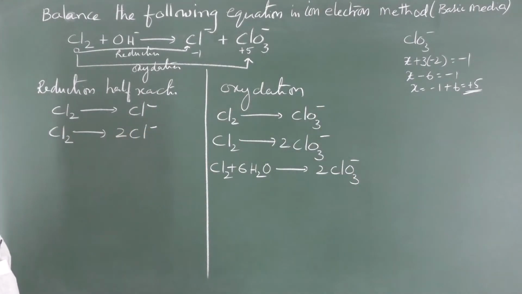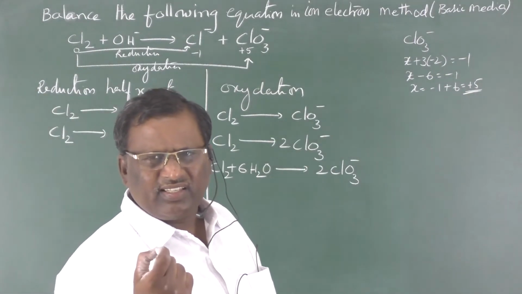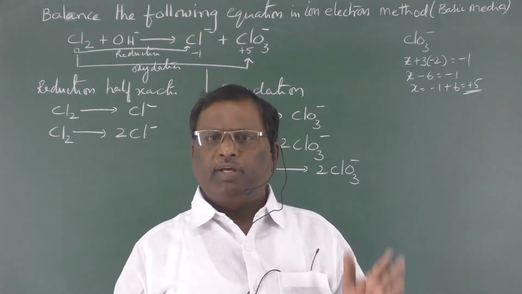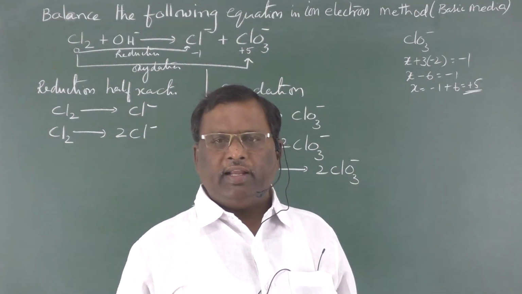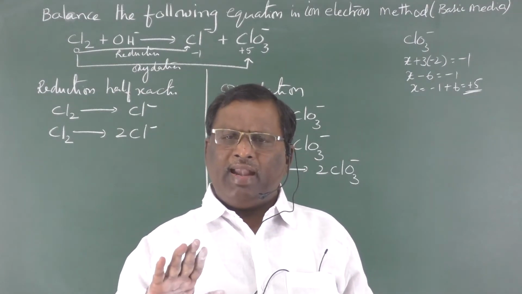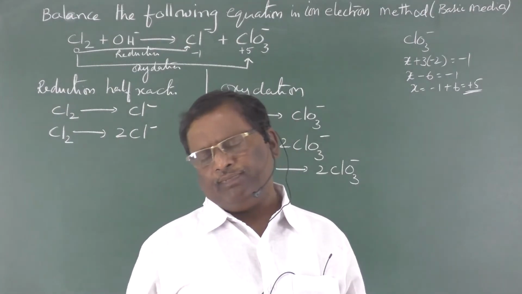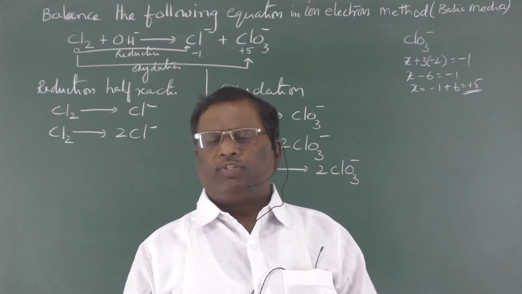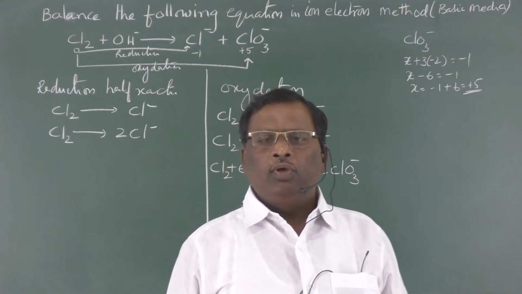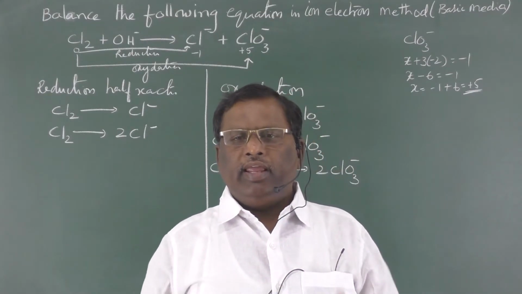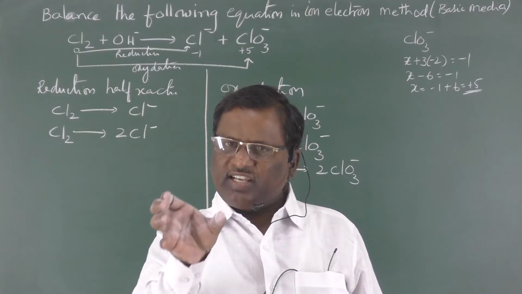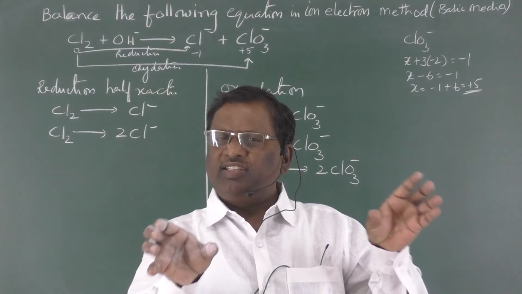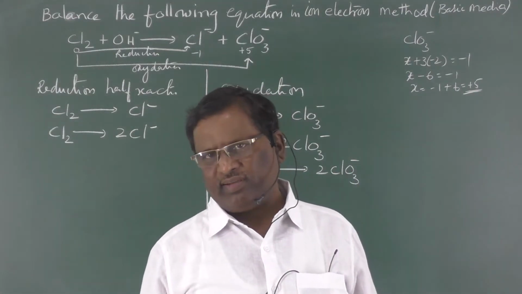Now the question is how to balance hydrogens, because it is a little bit difficult and confusing part. Remember, in acidic media hydrogens are balanced simply by adding H plus ions to the deficient side. But in case of basic media, it can be done in 2 or 3 steps. That is, we have to add H2O molecules to the deficient side, and the same number of OH minus ions to the opposite side. This is the way to balance hydrogens in basic media.